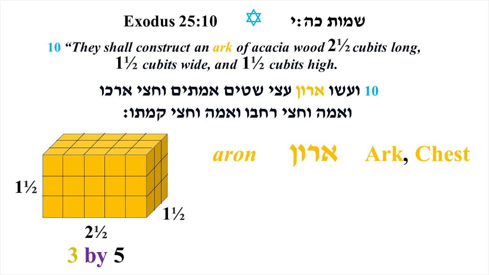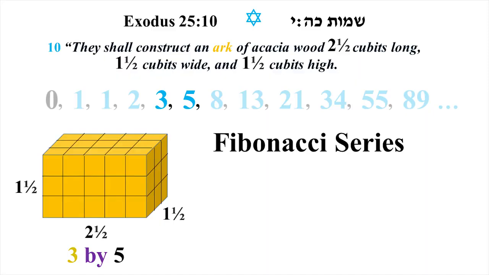But the dimensions he's giving here are 1.5 by 2.5 by 1.5, okay, which, if you multiply each one by 2, its dimensions are 3 by 5, you see. And there you can see that the ark and chest are different. But its dimensions here are 3 by 5. Both are Fibonacci numbers. Very nice, okay.